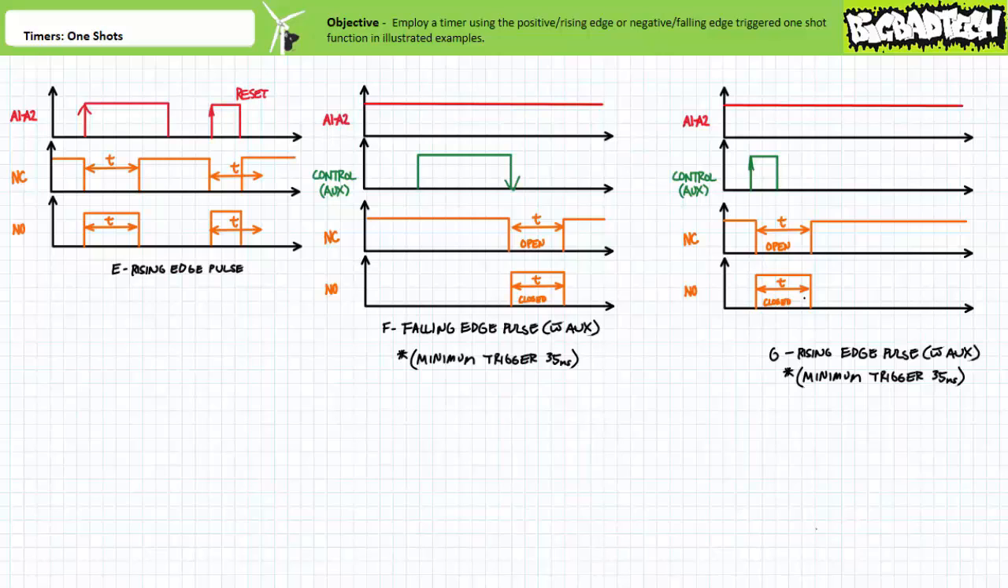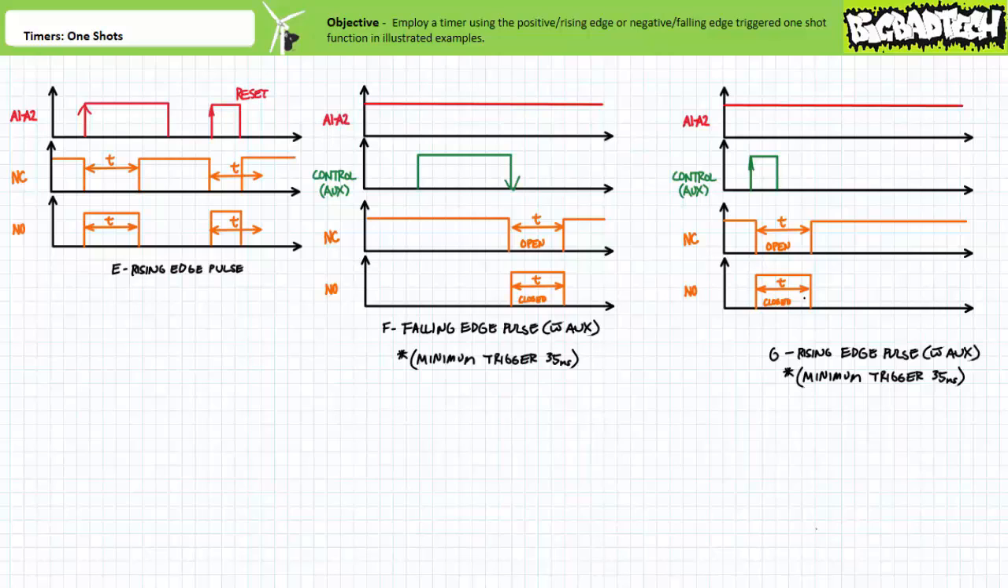After the one-shot delay period has elapsed, the outputs return to their deactivated state. Triggering events can either be on a positive or rising edge, or a negative or falling edge of the controlling input. For these examples, we'll make use of a multifunction timer that necessitates the coil be continuously powered and requires the use of an auxiliary controlling input.